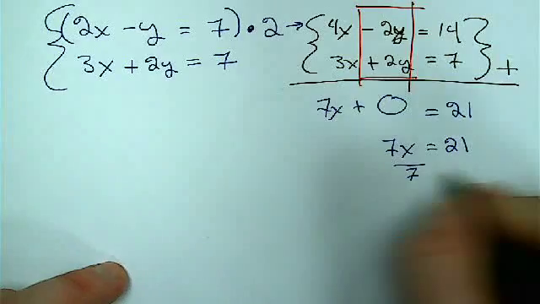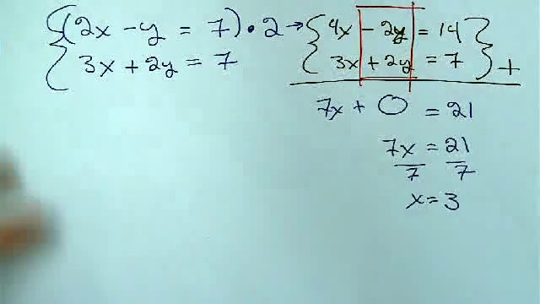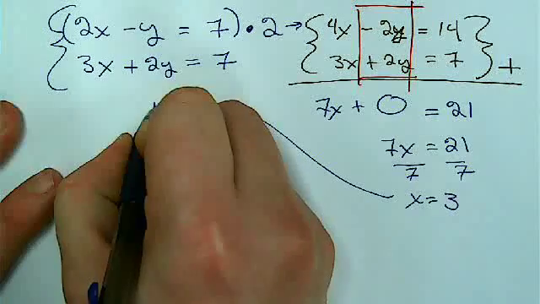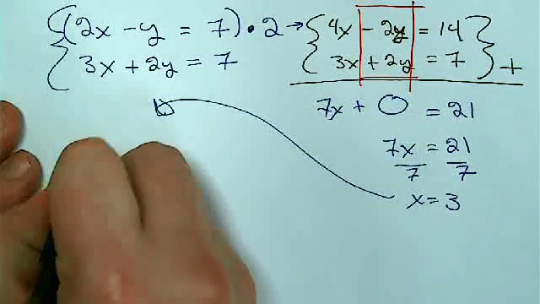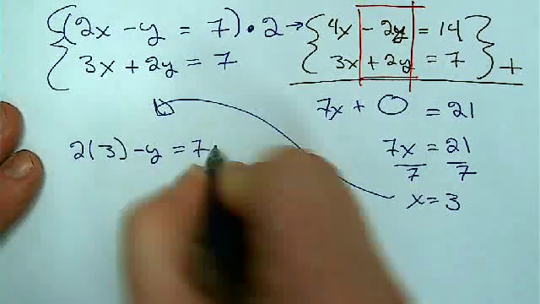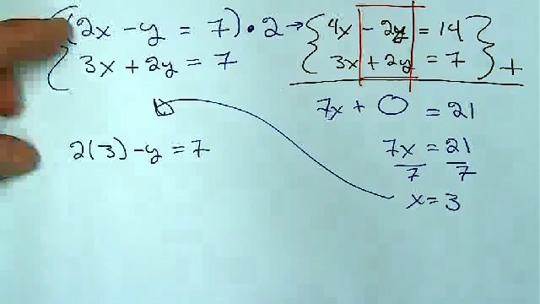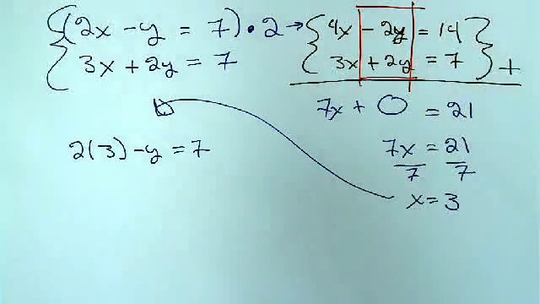So I divide each side by 7. I'm left with x is equal to 3. Now, that means I still have to figure out what y is. So let's take one of the two equations and plug it in. You can plug it in to any equation that's on the page for this problem. I can use this one, this one, this one, or that one. They will all get me the same value for y.